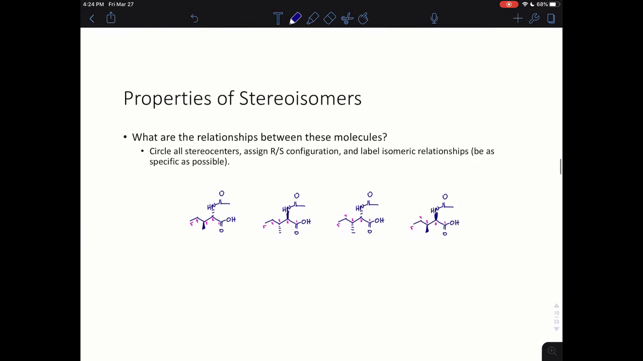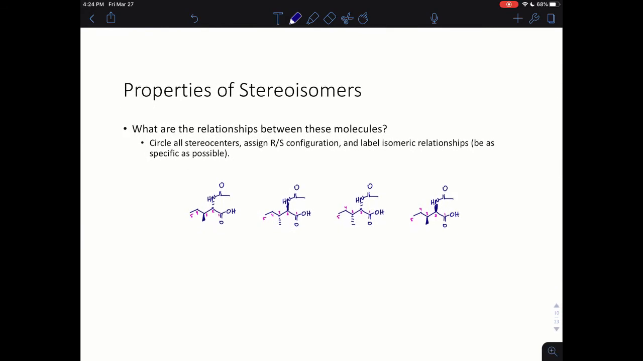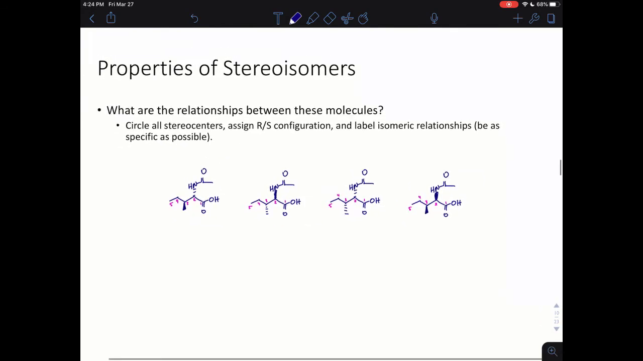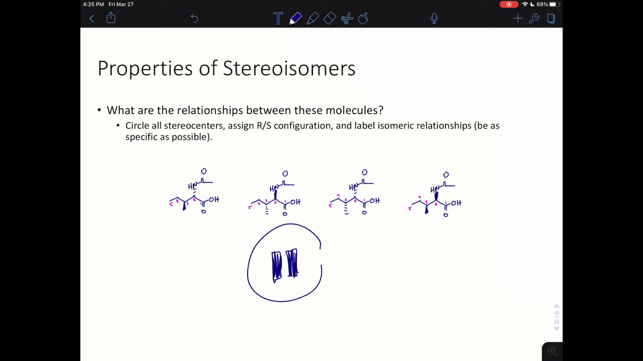Okay, let's move on. See if we can bring it all together here. So I have 4 molecules drawn for you on this slide, and I want you to consider the relationships between these molecules. Circle all stereocenters, assign RS configuration, and label isomeric relationships. So enantiomers, diastereomer, conformational isomer, whatever you think the relationships are. Please pause and do that. It's very important. This is what the pause button looks like. All right, pause.